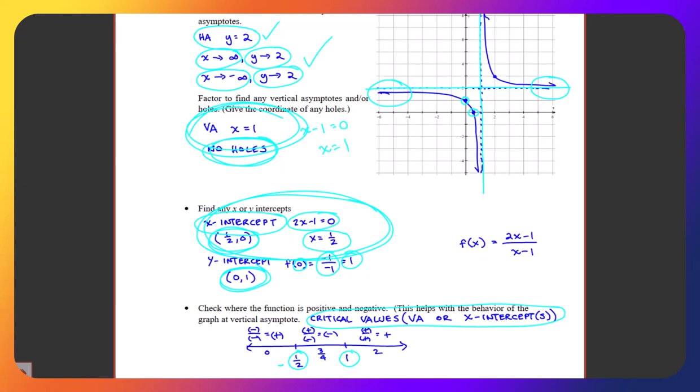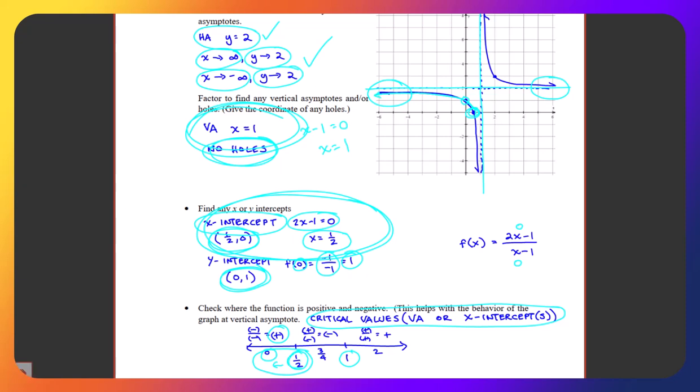To the left of 1/2, if I plug in 0 into this original function, I'll get a negative over a negative, which is positive, which means to the left of a half, the graph is positive. So here's the half. To the left, it's positive. It's got to go through the y-intercept, and then it's got to go towards but not touch the horizontal asymptote.